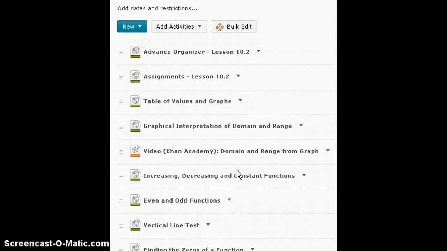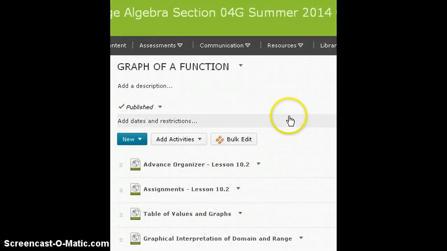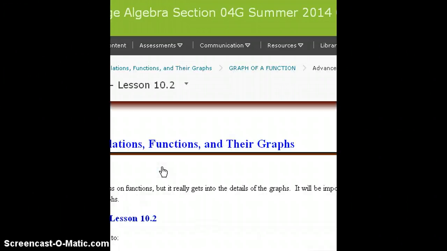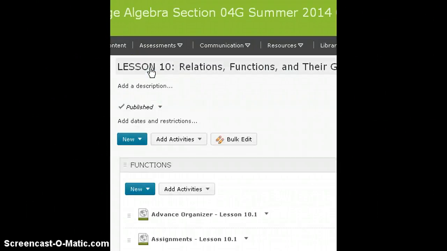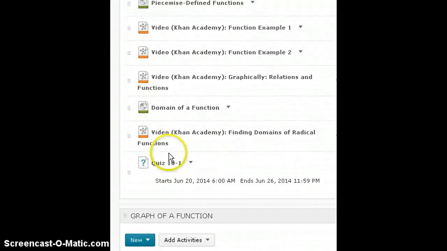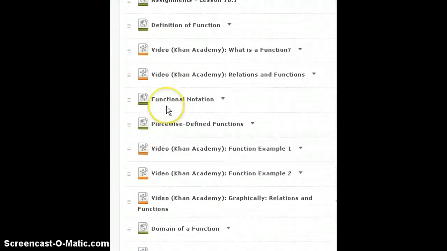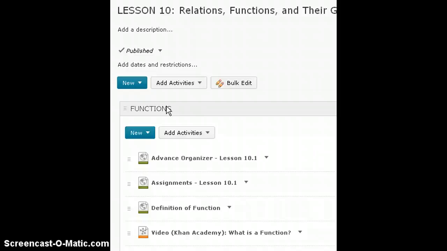Now, I want to point out something to you about navigating this particular unit, a little danger point. If I click on Advanced Organizer and I want to go back to my lesson, I may be tempted to click on this. But if I click on this, I'm going to get back to the 10.1 lesson. See, 10.1. Of course, I could scroll down here to graphs of a function. So my point to you would be very, very careful.